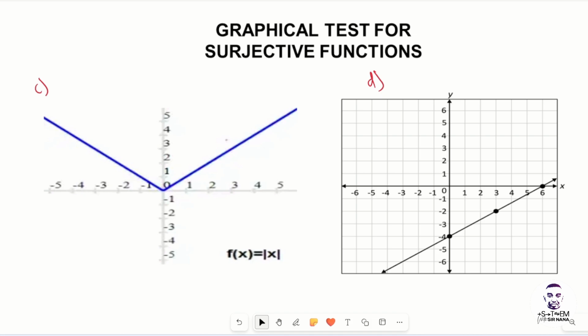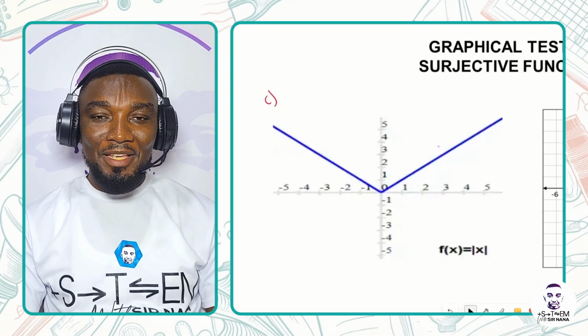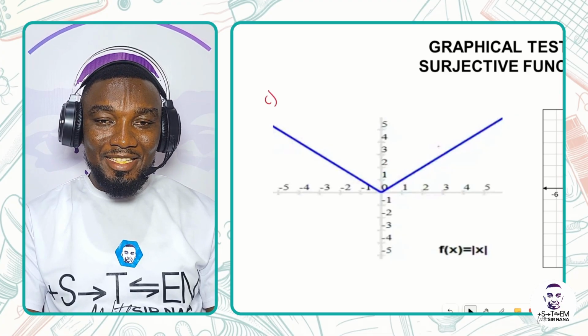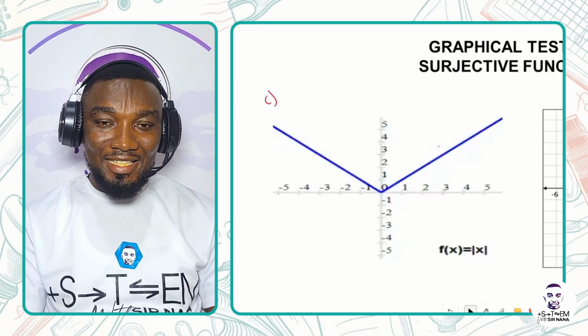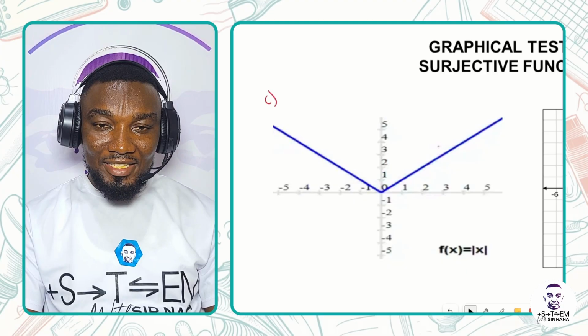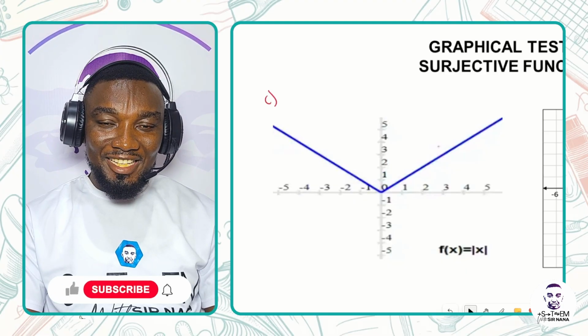So basically, in this lesson, we have considered surjective functions, and we mentioned that for surjective functions, each element in the codomain is mapped to at least one element in the domain. And we say that the range of a surjective function is the same as the codomain.